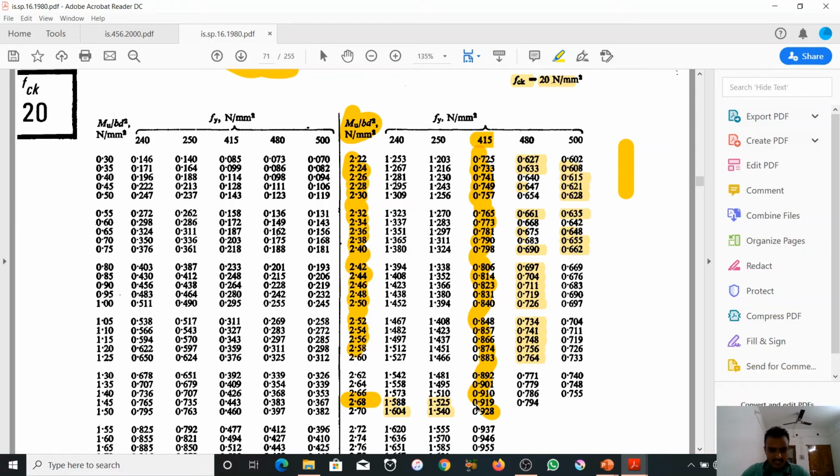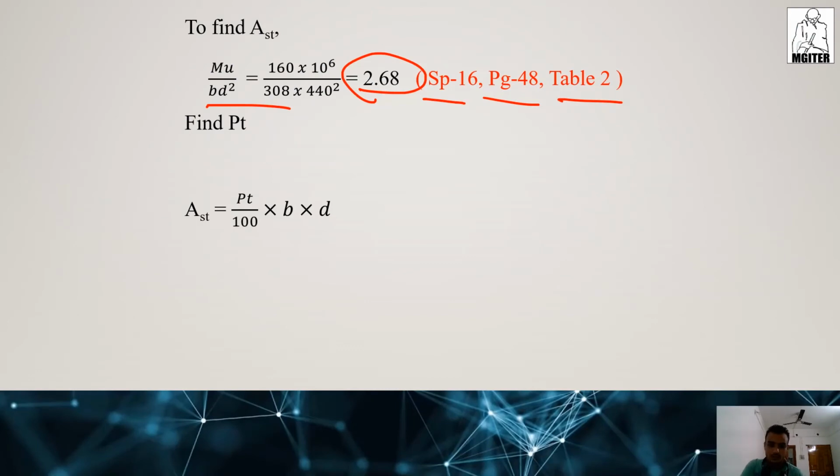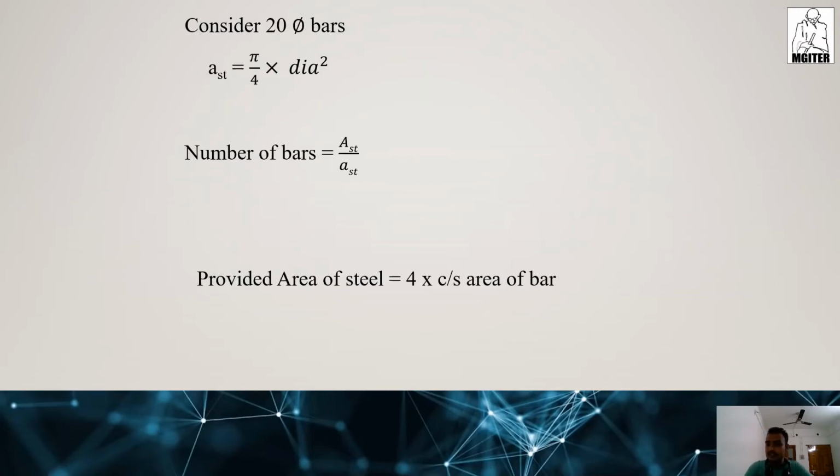This row, this column matches here. So 0.919 is PT. Provide the PT value in the equation: AST is equal to PT by 100 into B into D. We got a value of AST of 1245.42 mm square. This is the area of steel.